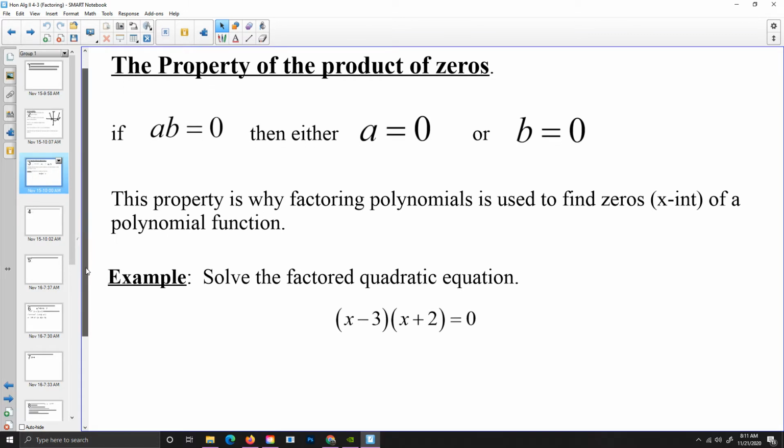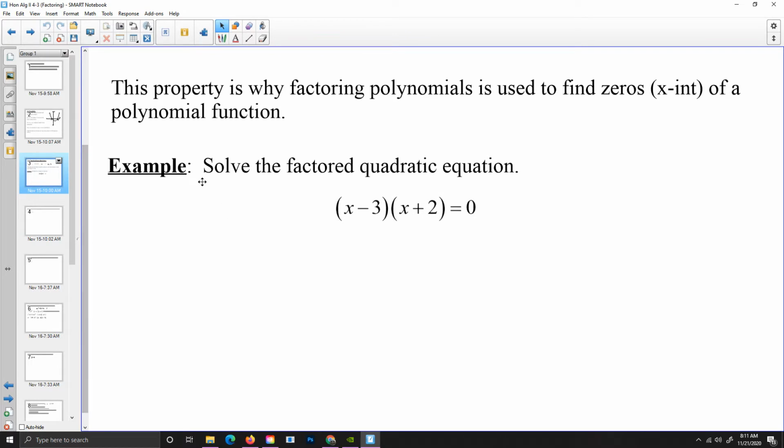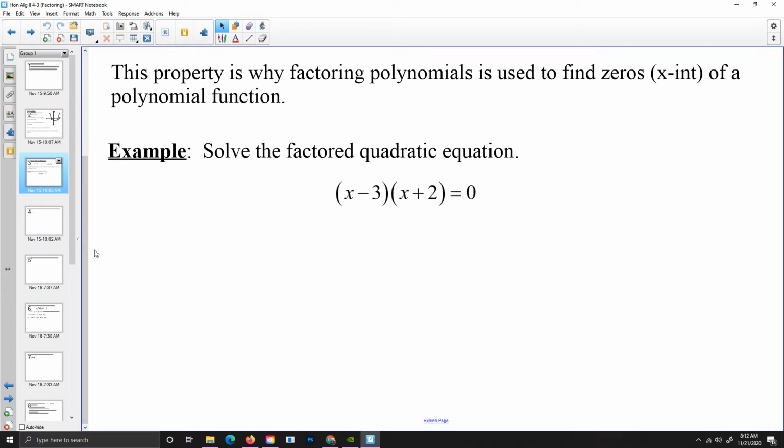And in my example down here, I said solve the factored quadratic equation. If we get it down into a product of factors, the power of the property of the product of zeros is that if one of these two factors is equal to 0, the whole thing is equal to 0. So if I can make x minus 3 equal to 0 and x plus 2 equal to 0, then those two x values solve this factored quadratic equation.